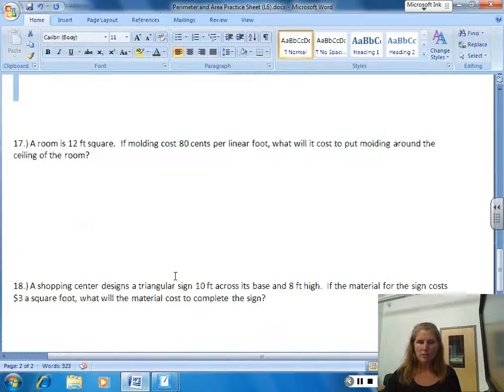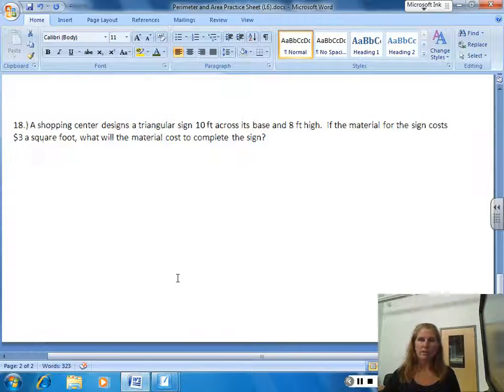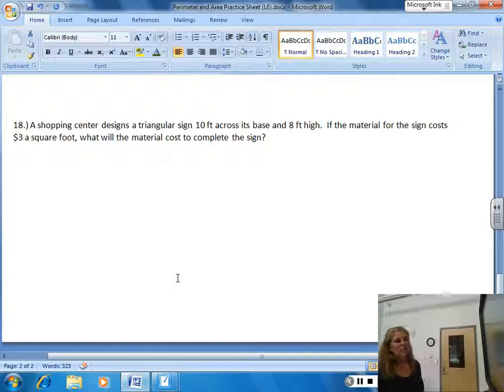Okay, let's take a look at the last problem. A shopping center designs a triangular sign 10 foot across its base and 8 foot high. If the materials for the sign cost $3 a square foot, what will the materials cost to complete the sign? Again, once they talk about square units of any kind, we're set because we know it's an area. It's a triangle and it has a height of 8 and a base of 10.